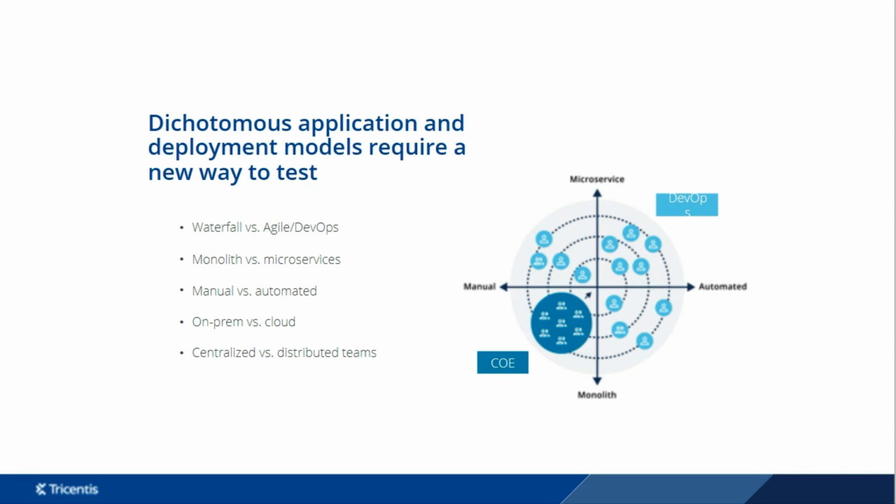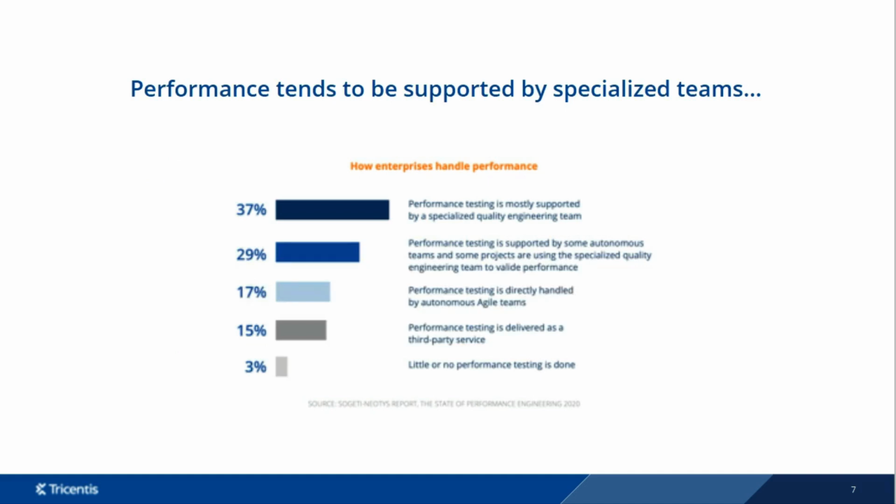So we did a survey with Sogeti, and it's called the State of Performance Engineering. You can find it on the Tricentis website. And the results of our survey show that businesses have a variety of approaches to organizing their performance testing. 37% predominantly use a specialized quality engineering team. About a third have a collaborative approach, 17% work autonomously, and 15% outsource their work. Who undertakes the performance testing for these companies seems to be in flux and likely to change in the next few years.